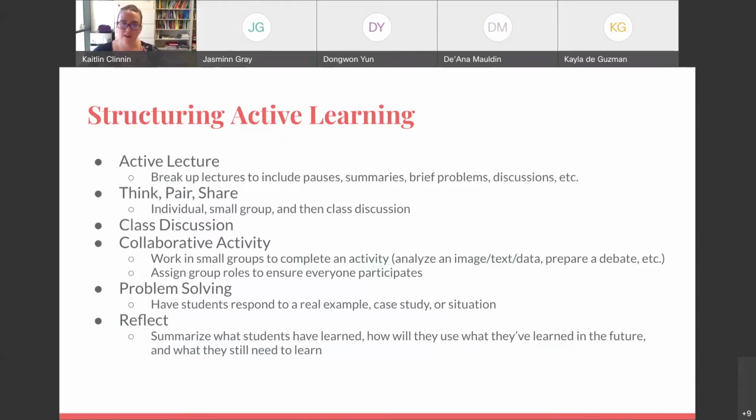And then finally, reflecting. So having students summarize what they've learned, thinking about how they'll connect what they've been doing in class to other situations, and also thinking about what they still need to learn. So here we're asking students to think about what they've been doing, developing some metacognition.